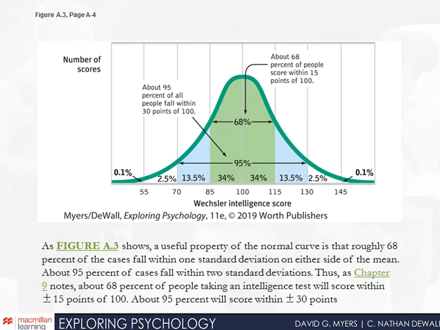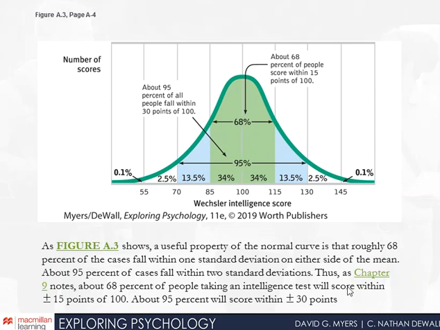So 68% of the cases fall within one standard deviation of either side of the mean. About 95% of the cases fall within two standard deviations here. We see this outlined with the light blue shading here. 13.5, 13.5 here. All right.